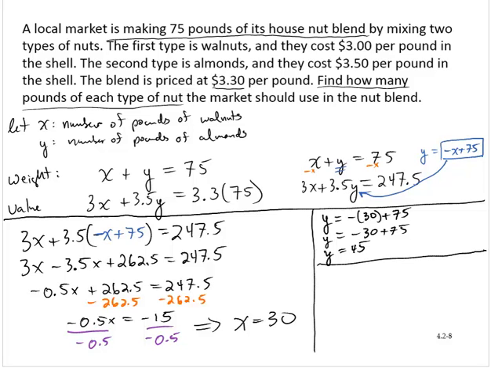Conclusion. The market should use, let's see, x was 30 and that was the pounds of walnuts. Market should use 30 pounds of walnuts and the value of y was 45 and that was for almonds. So the market should use 30 pounds of walnuts and 45 pounds of almonds.